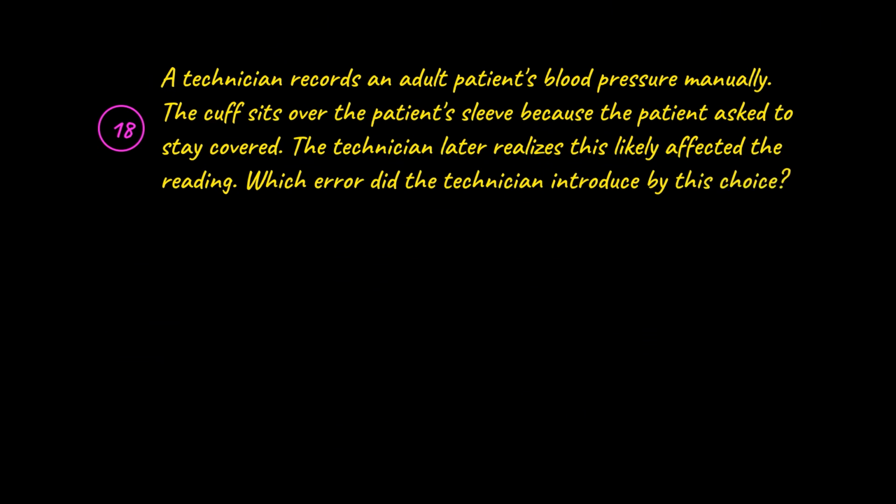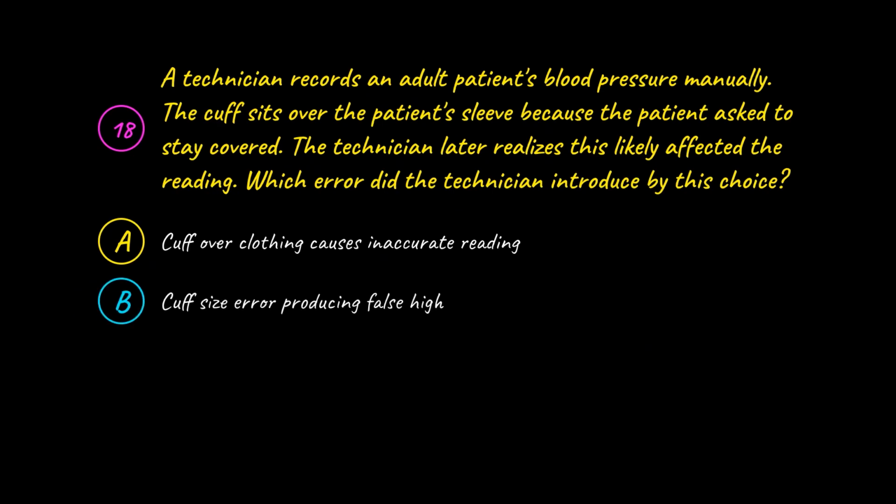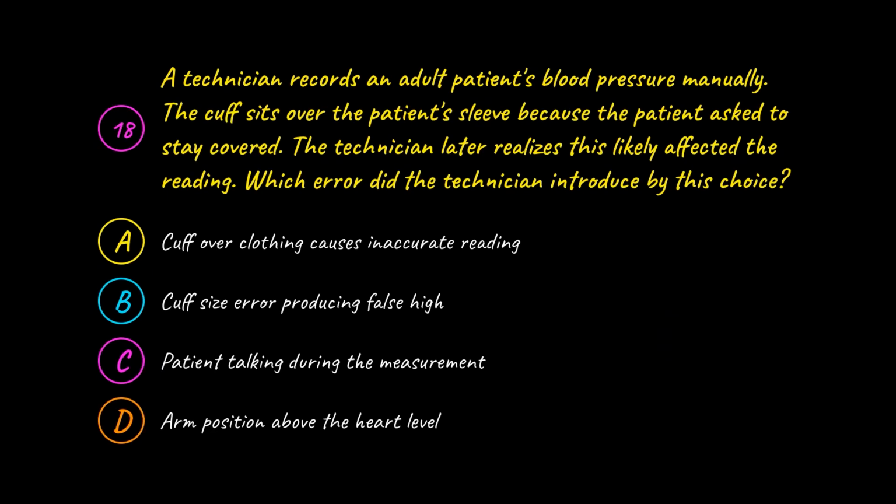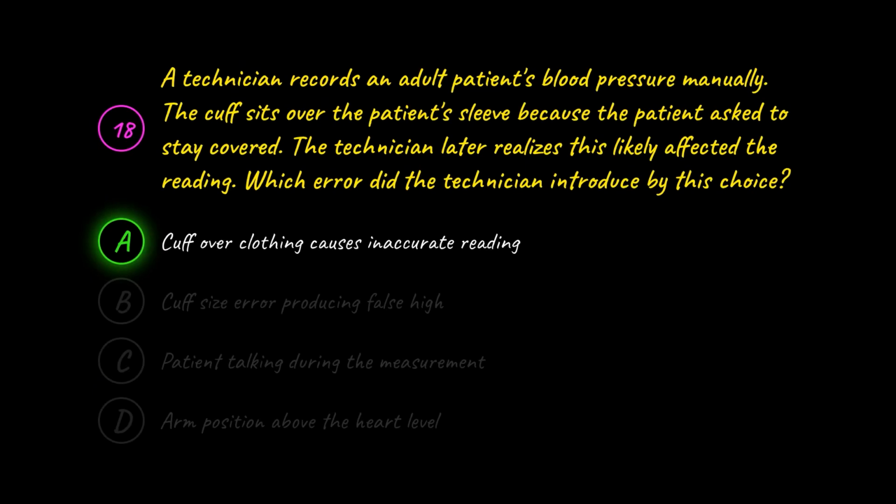Your options are: A. Cuff over clothing causes inaccurate reading. B. Cuff size error producing false high. C. Patient talking during the measurement. D. Arm position above the heart level. Take a second. Which answer would you pick? The correct answer is A.